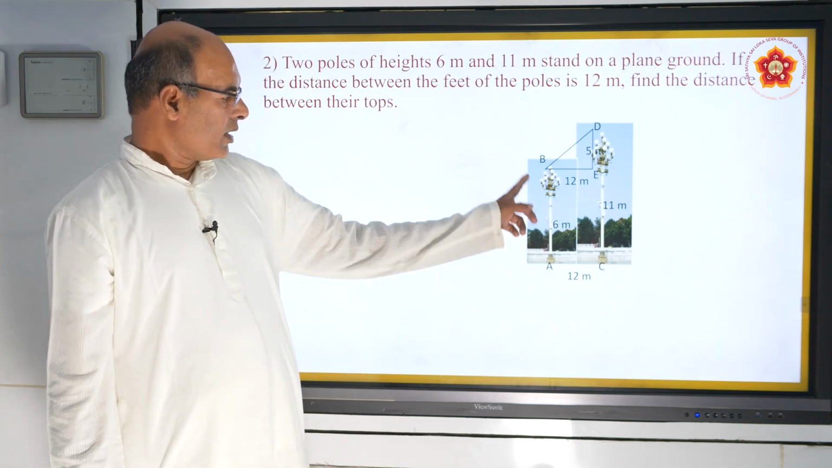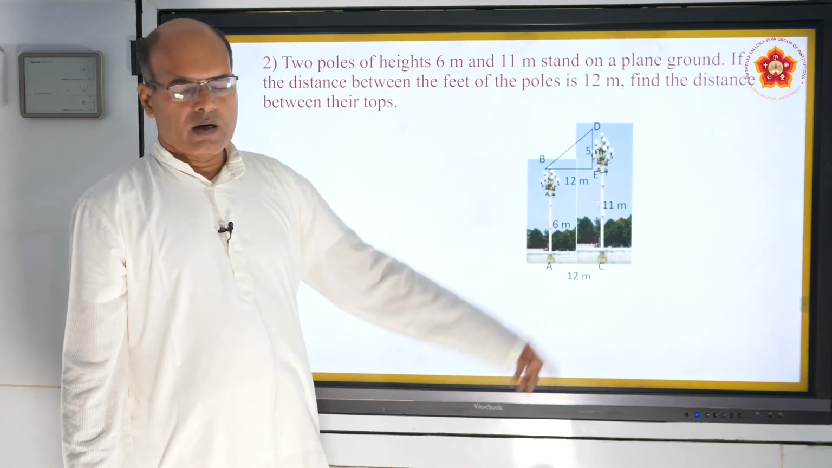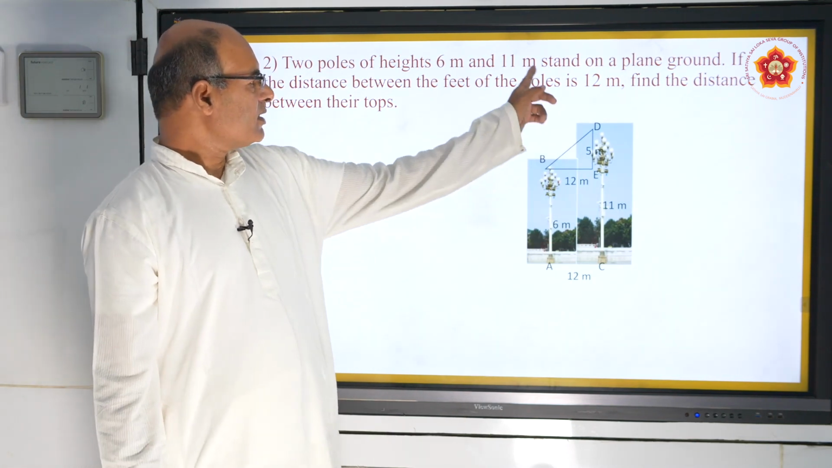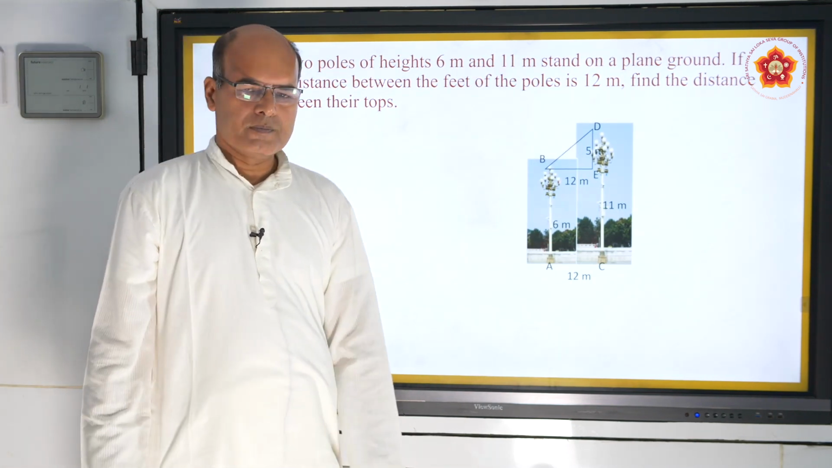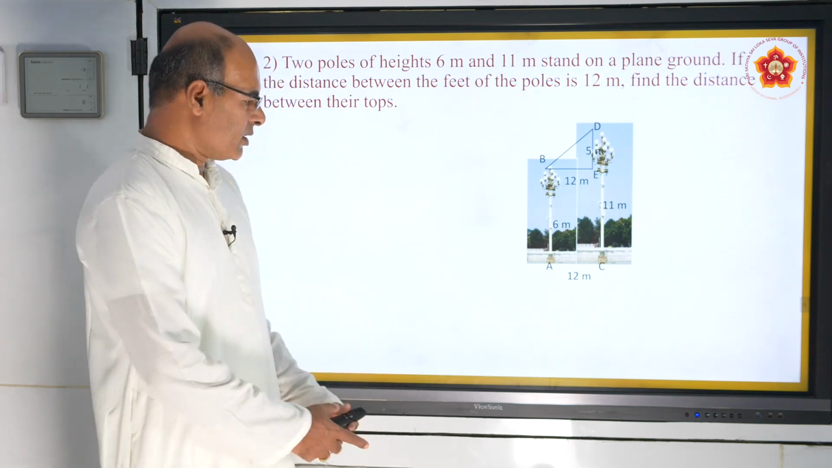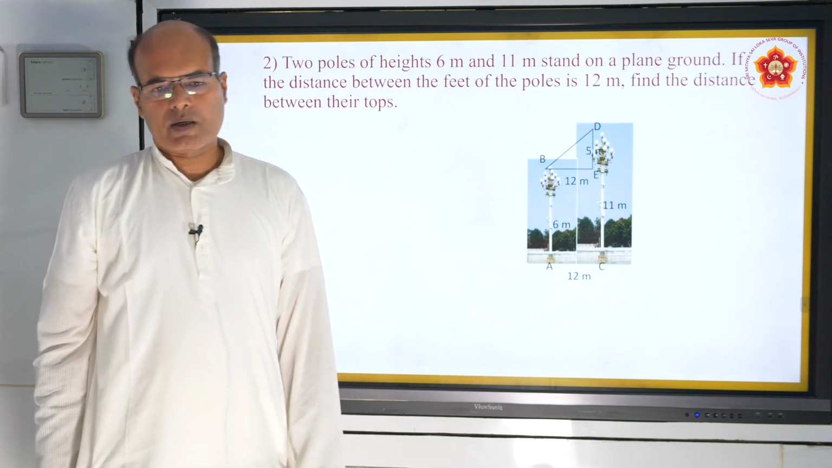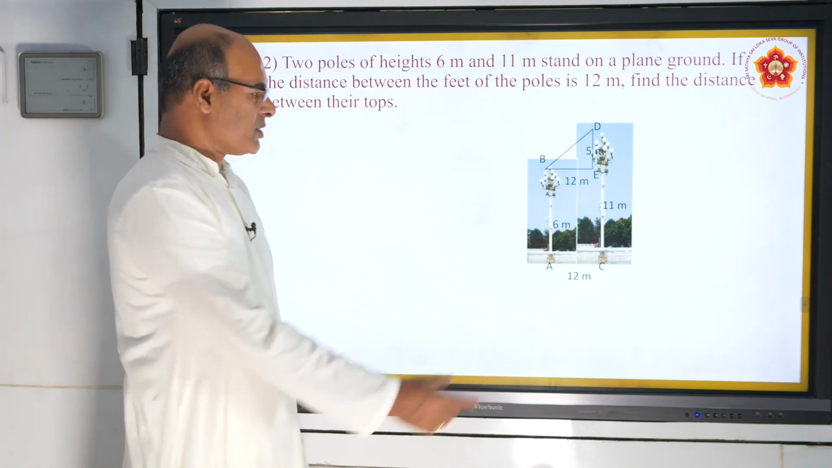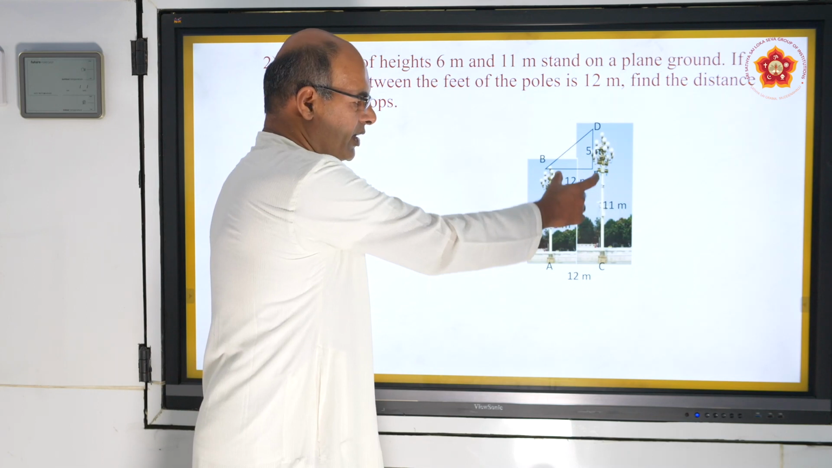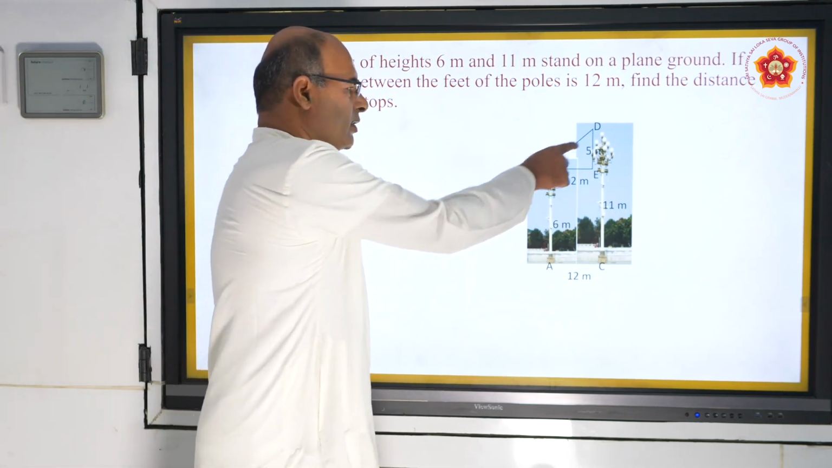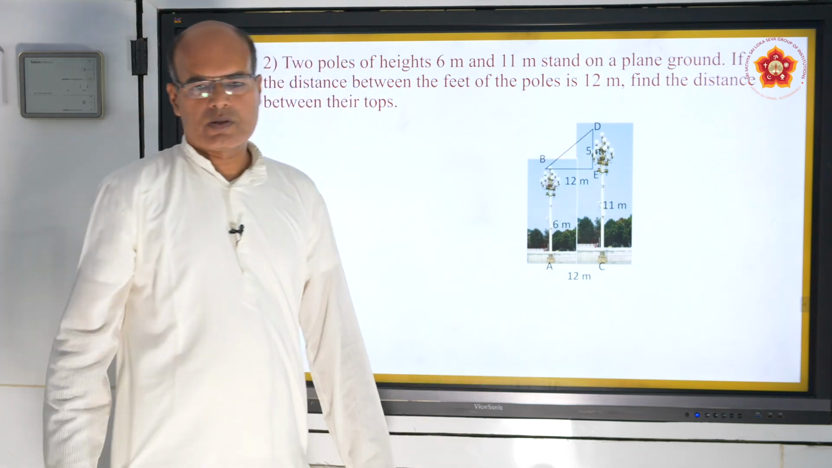So imagine AB and CD are the two poles. AB is of 6 meters and CD is of 11 meters. It is given that the distance between their feet is 12 meters. That means here also it is 12 meters, anywhere here it is 12 meters. And we have to calculate the distance between their tops.